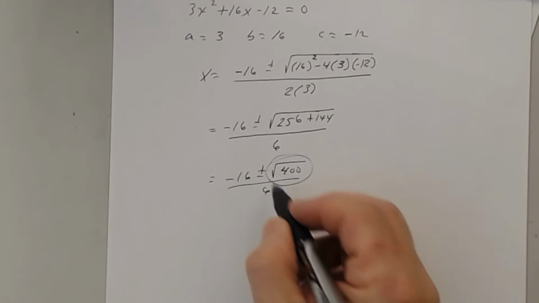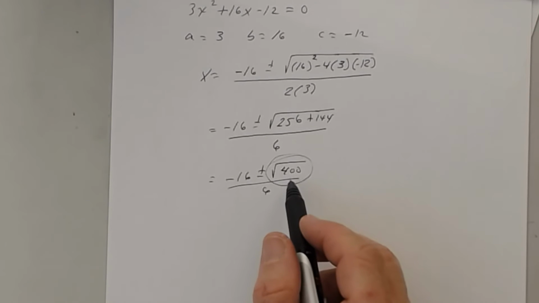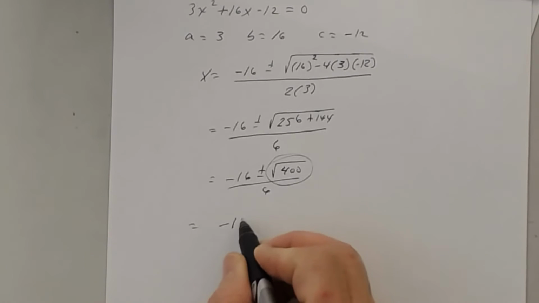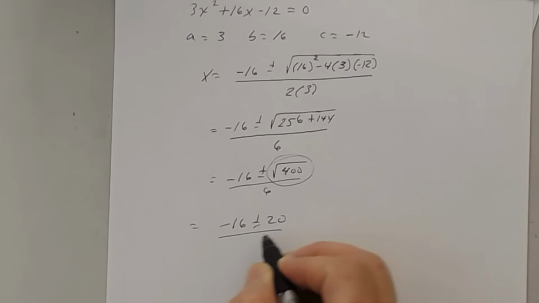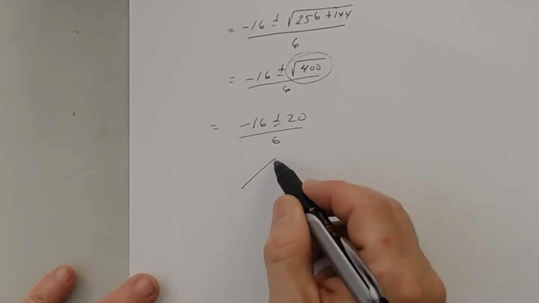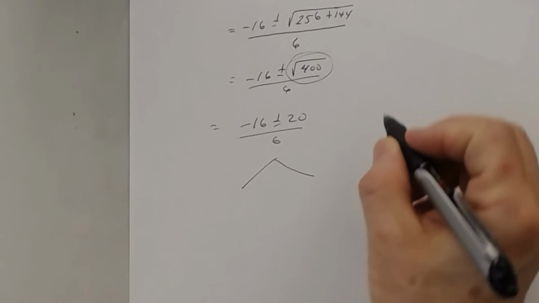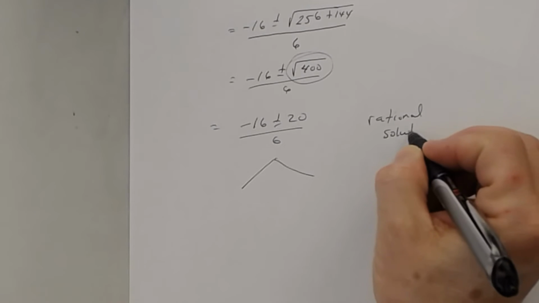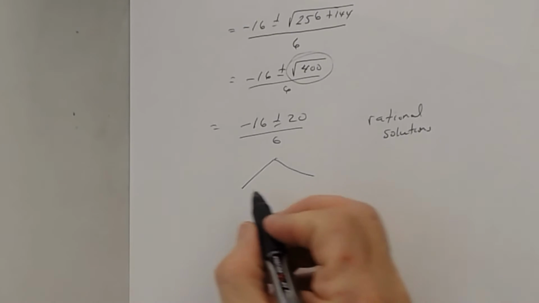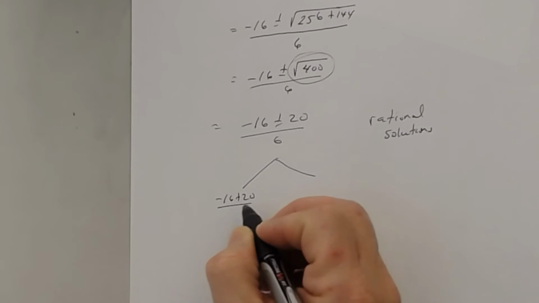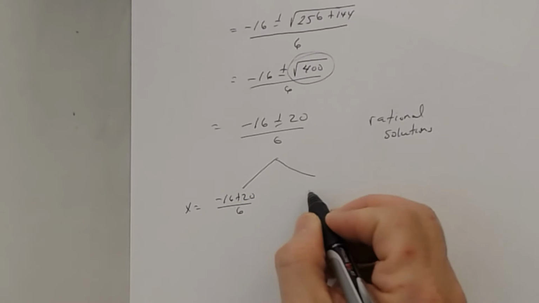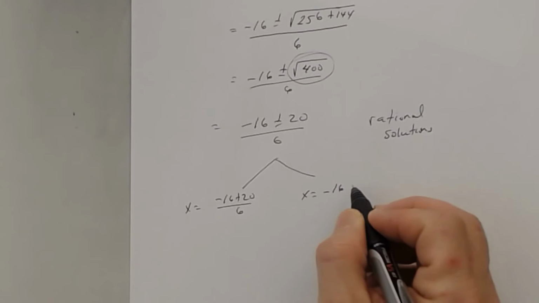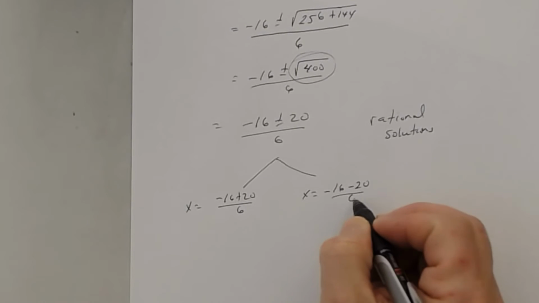So now the square root of 400 I can write as 20. So how many solutions will I have? 2, and what kind? Rational. So negative 16 plus or minus 20 divided by 6. All right, now split it apart. So these are rational solutions. So I get negative 16 plus 20 divided by 6. And what's the other solution? Negative 16 minus 20 divided by 6.